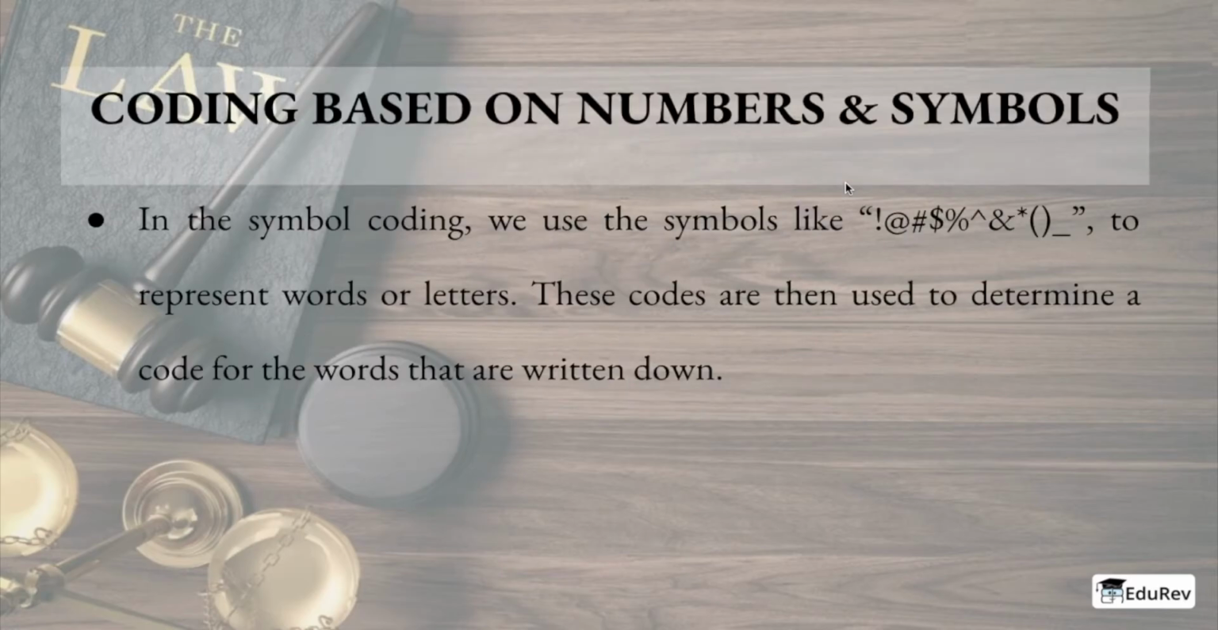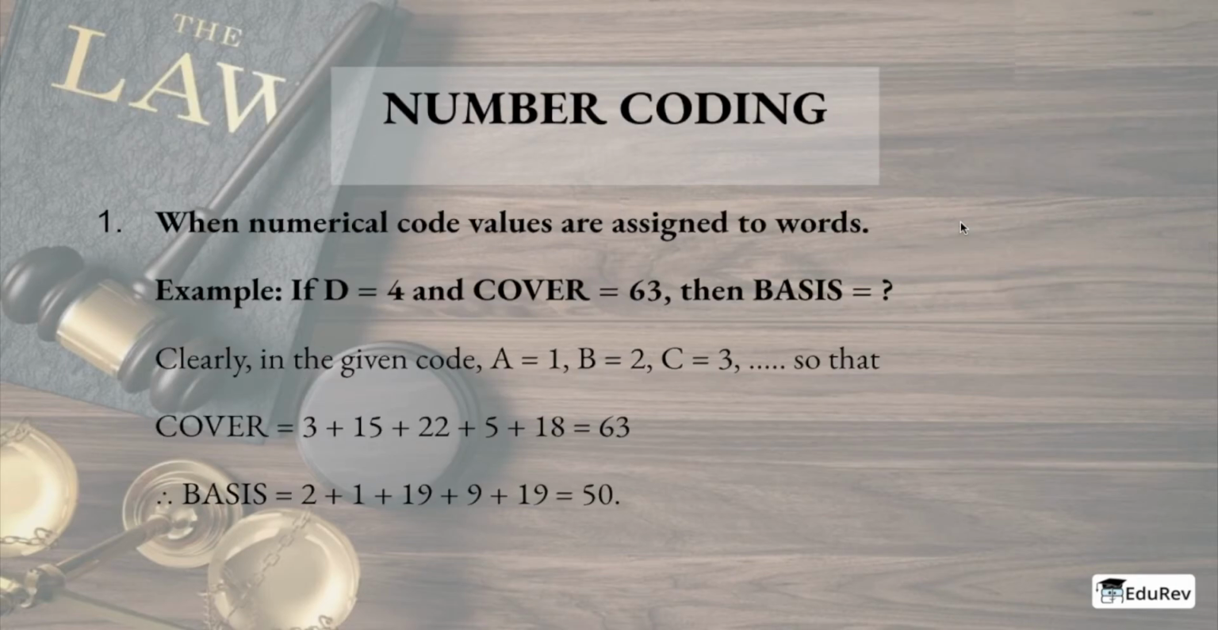So let's continue. The second type of coding is based on symbols and numbers. Now in symbol coding, we use symbols like the ones shown on your screen to represent words or letters. These codes are then used to determine a code for the words that are written down.